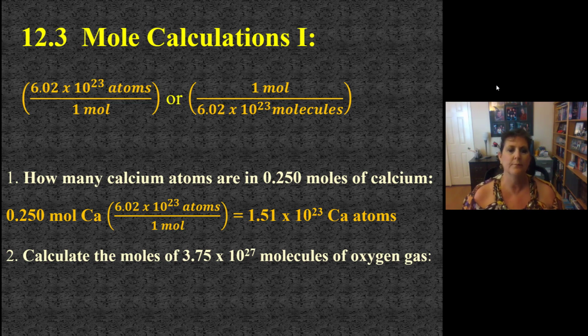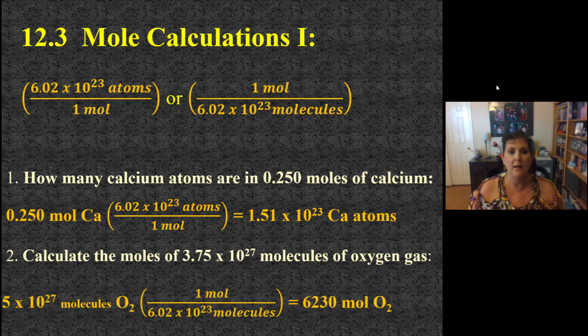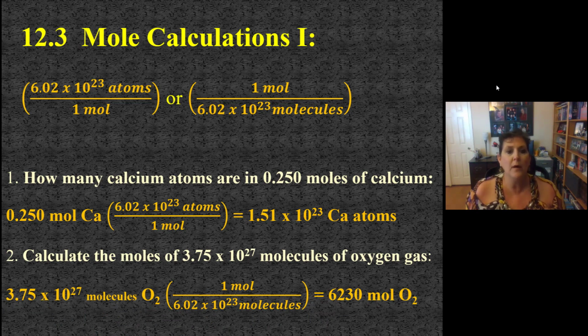That's important. All right. Now this time, where will the molecules be? On top or bottom? I hope you said on bottom. So this time the mole's on top. And it looks like this. 3.75 times 10 to the 27th molecules times 1 mole divided by 6.02 times 10 to the 23rd molecules, and it equals 6,230 moles. Molecules canceled out.